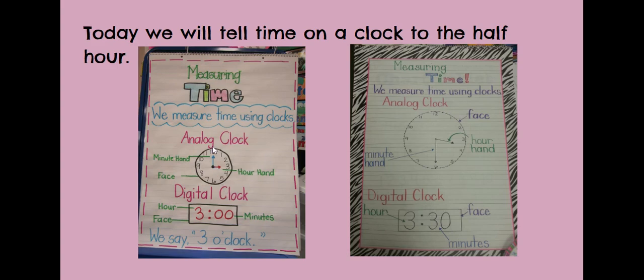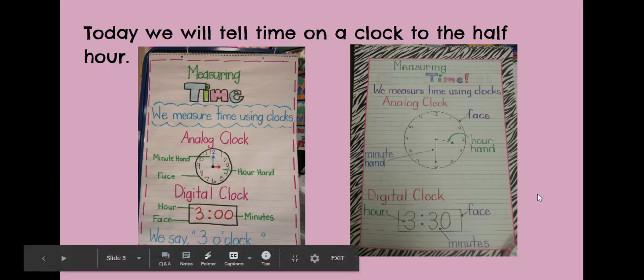The time on this clock is 3 o'clock because the hour hand is pointing to the 3. And the minute hand is pointing to the 12. When the minute hand is pointing to the 12, we say o'clock. So 3 o'clock. Take a look at this next anchor chart on the right.